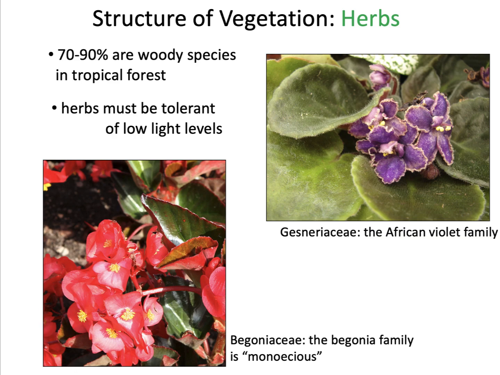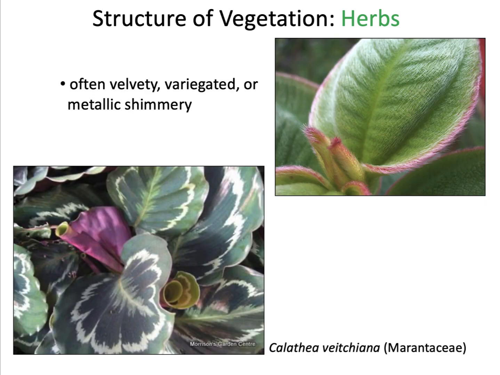Begonias are another common species that grow in the understory of tropical forests, and most members of the begonia family are monoecious. Remember, monoecious means male and female parts are in separate flowers on the same plant. So these herbs tend to have either velvety, variegated, or metallic shimmery leaves. And all of these adaptations are going to help magnify ultraviolet light so that these plants can more efficiently do photosynthesis. Also, velvety hairs are thought to be anti-herbivory.